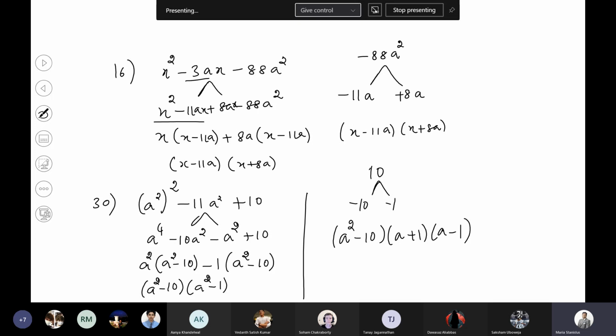Okay, is this clear to you? Factorization through splitting the middle term. Is this clear to you?